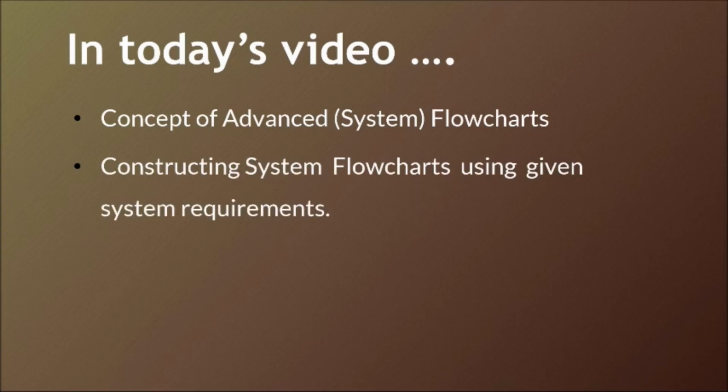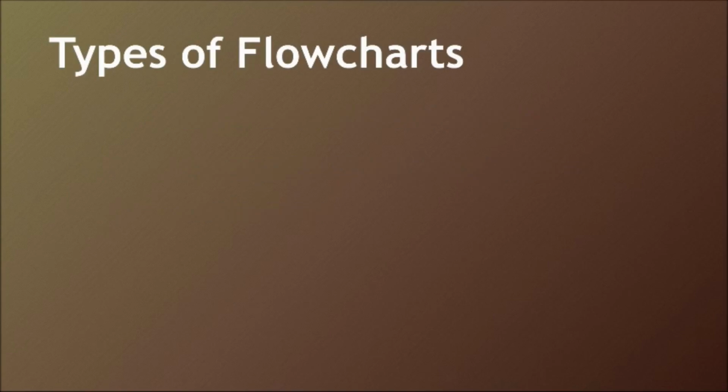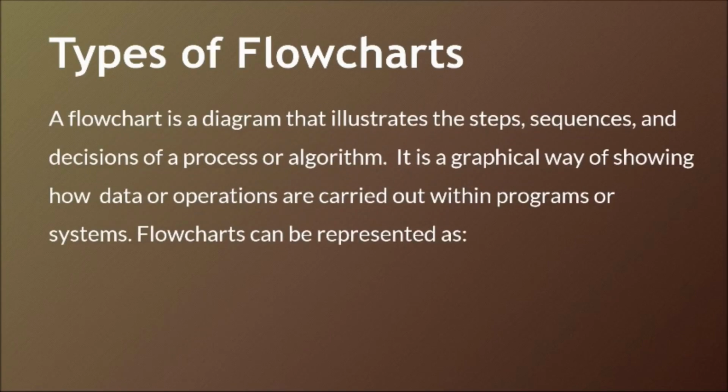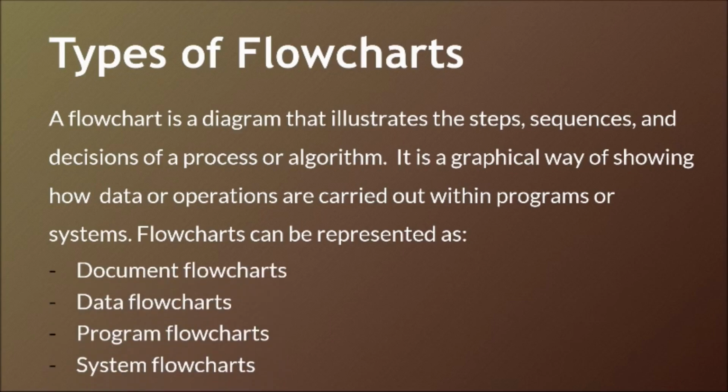Types of flowcharts. Based on concepts already discussed, we know that a flowchart is a diagram used to illustrate the steps, sequences, and decisions of a process or algorithm. It shows how data and operations are carried out within a planned program. Flowcharts can be represented in a number of ways. These include document flowcharts, data flowcharts, program flowcharts, and system flowcharts.